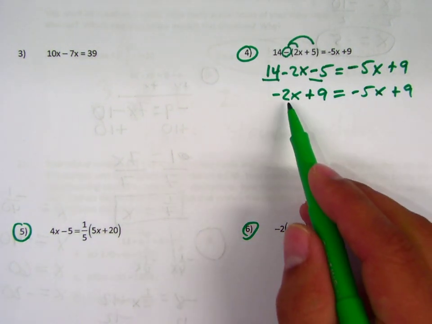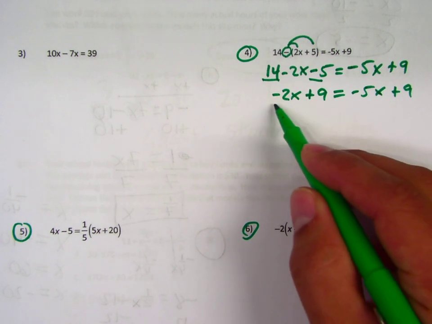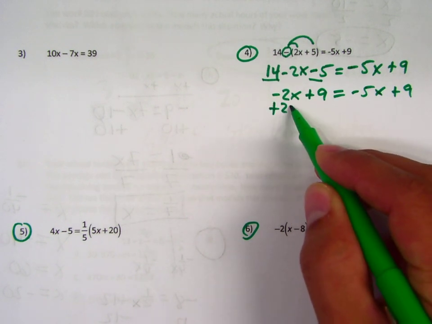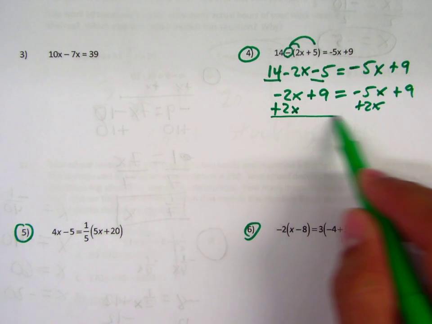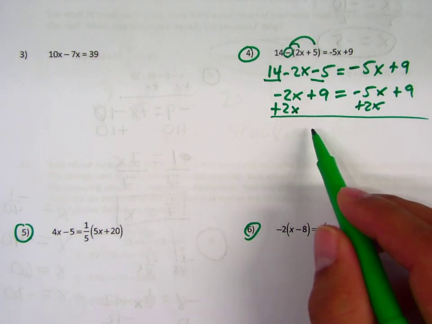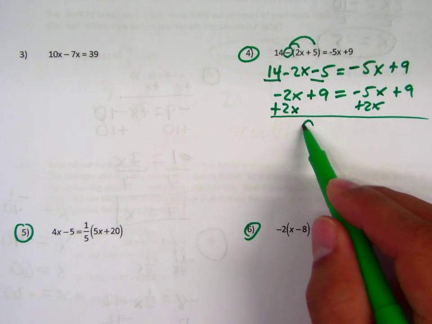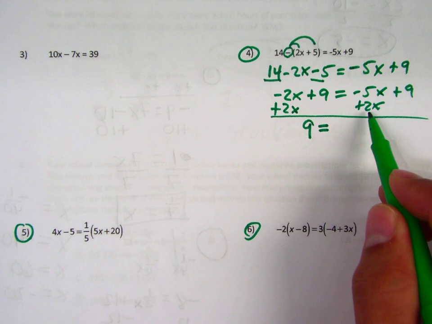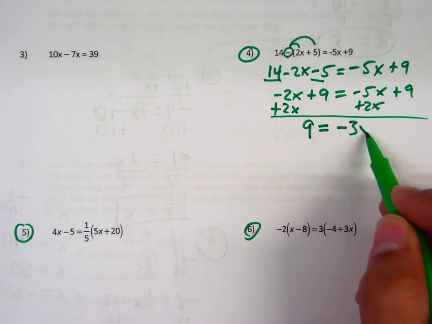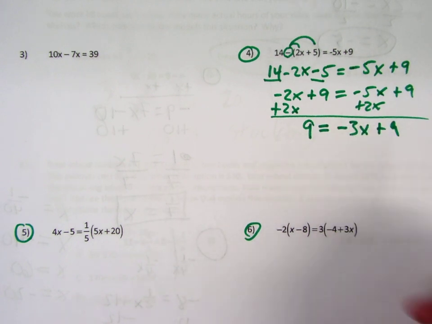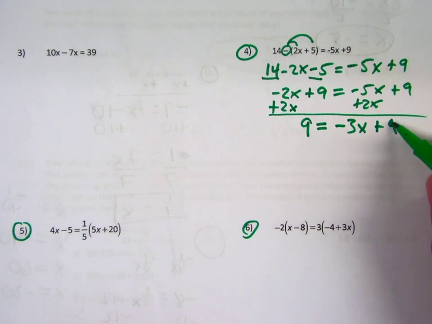And I think somebody said this already. What are we going to do with this? Add 2x, right? And so on the left-hand side, what's left? 9. And then over here we get negative 3x plus 9. Good. That's a weird-looking 9. Now what?